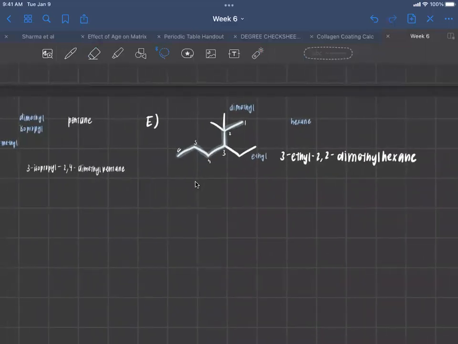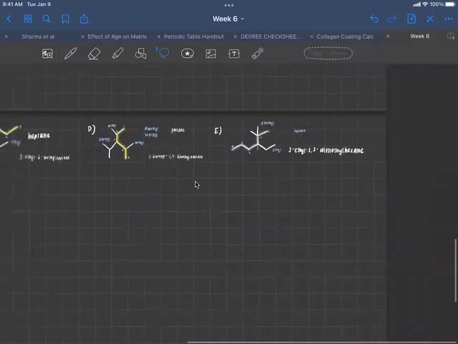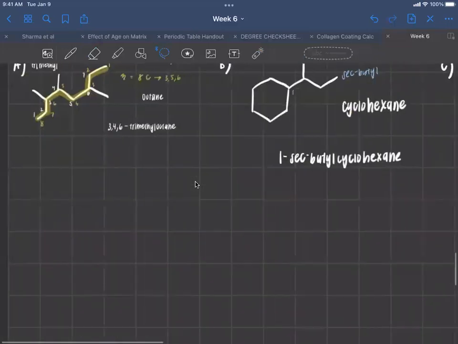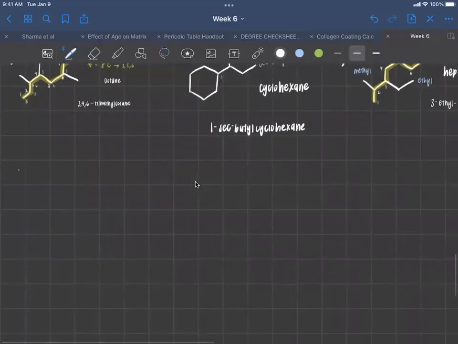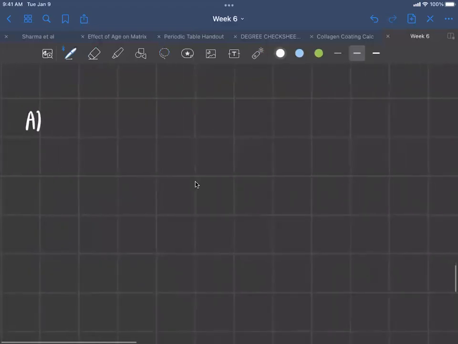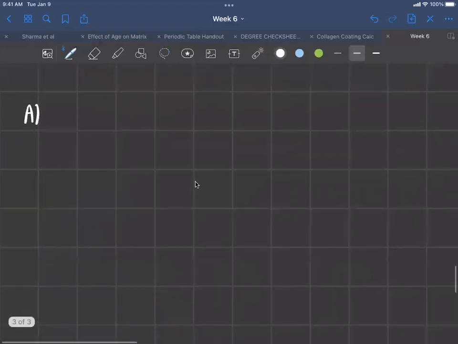All right. Now moving on to some cyclic alkanes, or cycloalkanes. Let's start off with A again. We only have 2 examples because it's the exact same way as we do with the acyclic ones, but we just add on that cyclo portion of it, right? So here we have, let's see, this molecule.